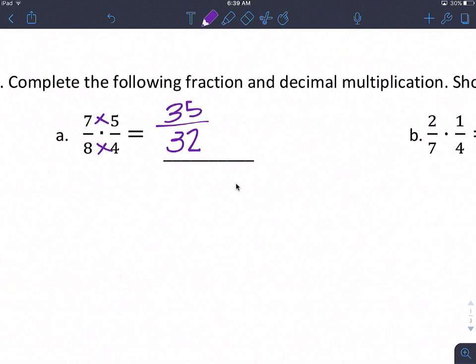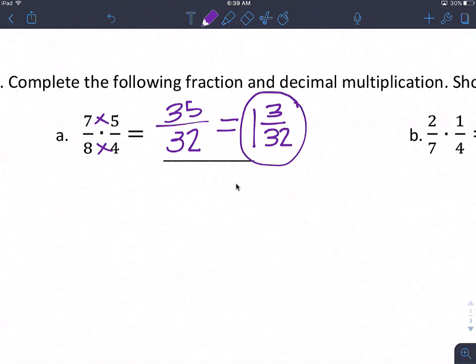32 goes into 35 one time, and if I take 32 away from 35, I have 3 left over, so that's my numerator, and my denominator stays the same. Now I need to check that fraction. My 1 is going to stay the same, but if anything goes into both 3 and 32, I would want to simplify. But 3 is a prime number, and it does not go evenly into 32, so that is simplified.